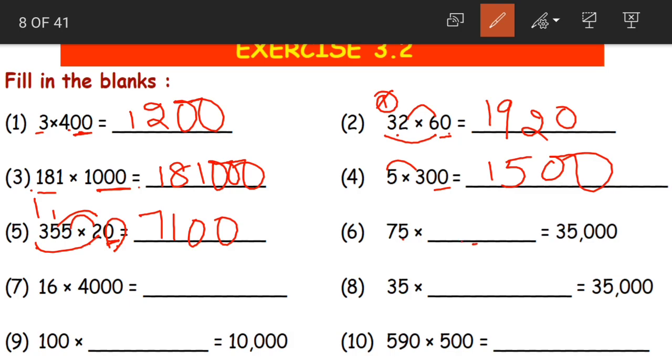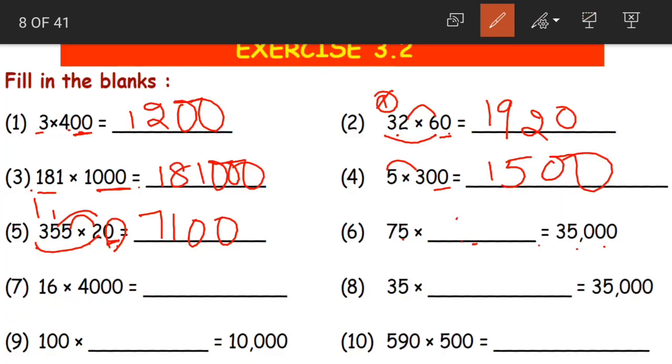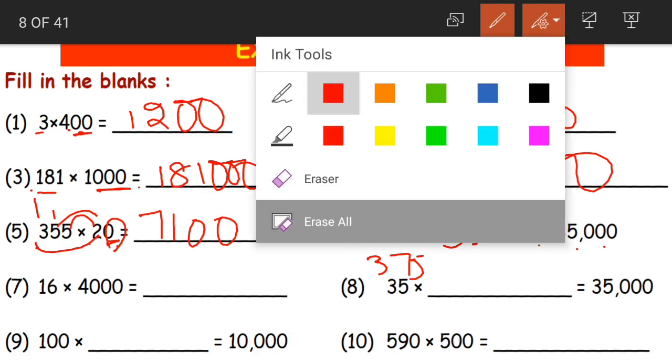Now 75 into dash is equal to 35,000. See children, what are they asking? By what number should we multiply 75 to get 35,000? If we multiply it with 5, 5 5s are 25, 5 7s are 35, plus 2 becomes 37. No, that won't be the right answer.